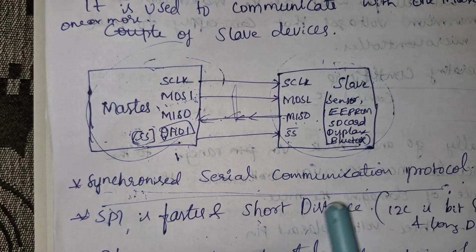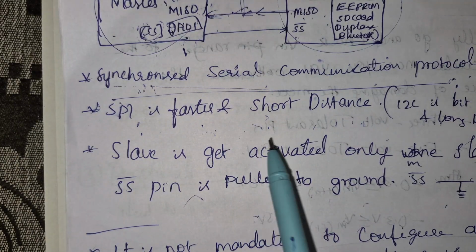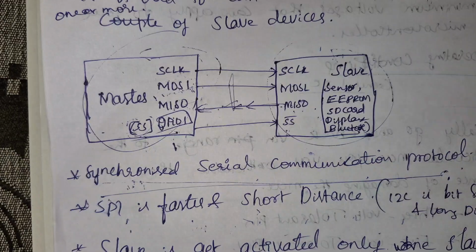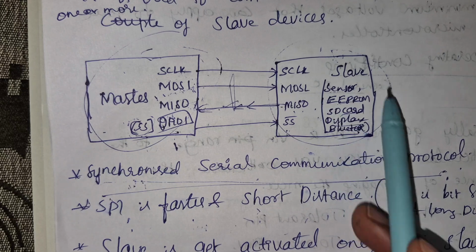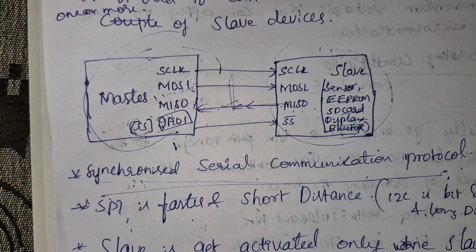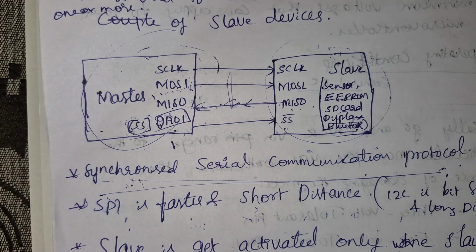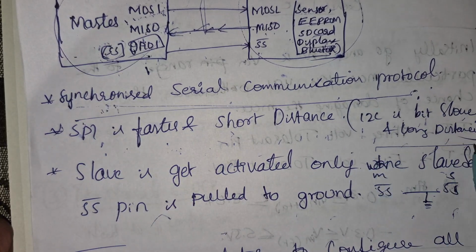And SPI is a full duplex communication protocol, meaning the data between master and slave can be exchanged simultaneously. They can send data to each other simultaneously. SPI is faster and it is used for short distances. For example, in a microcontroller, when the CPU needs to communicate with a sensor, EEPROM, SD card, display or something, then this protocol is used because it is faster and short distance. Based upon the requirements, we need to choose our protocol. I2C is a bit slower than SPI and it is used for slightly longer distances.